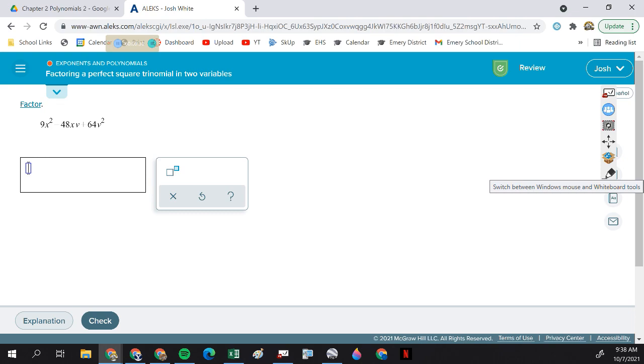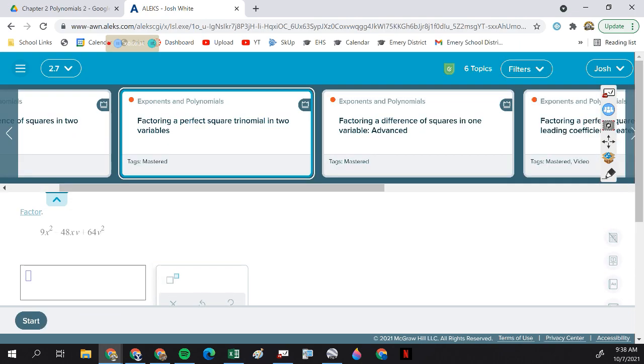Ooh. I'm actually going to get rid of this one. Sorry. That shouldn't be in there.